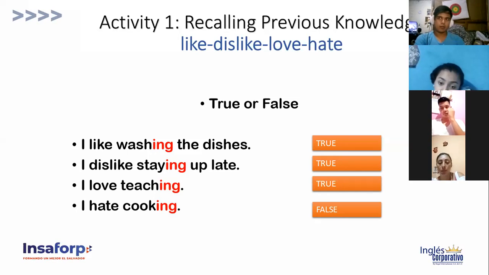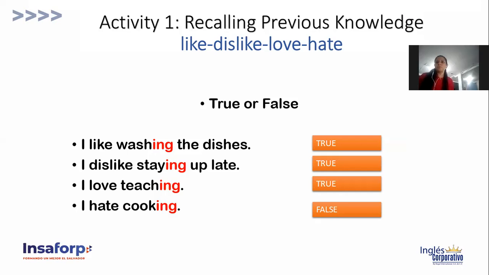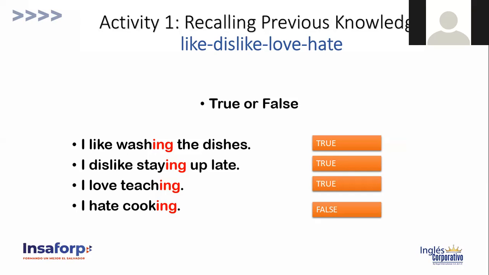Denis Urquiza, I finally see you. Nice to meet you. Good evening, teacher. There are some people that I don't know their faces. And you know that you have to turn on your cameras. Turn on your cameras.